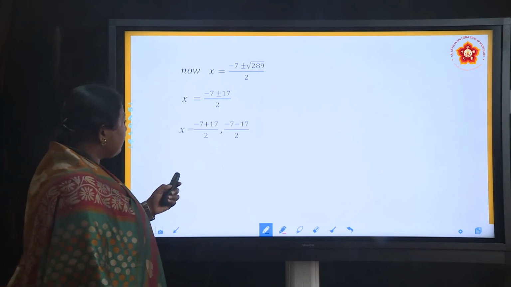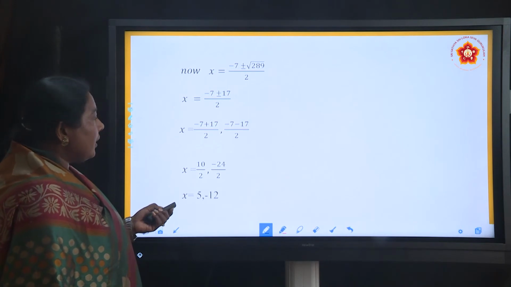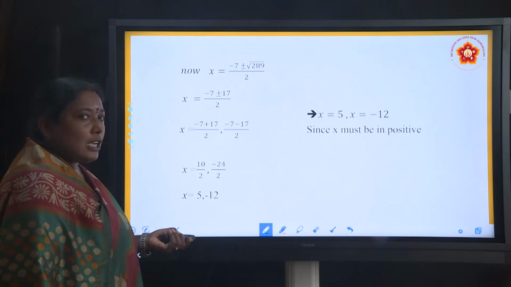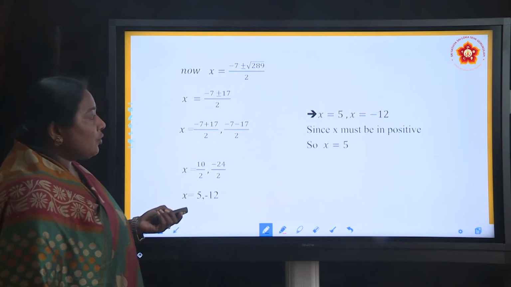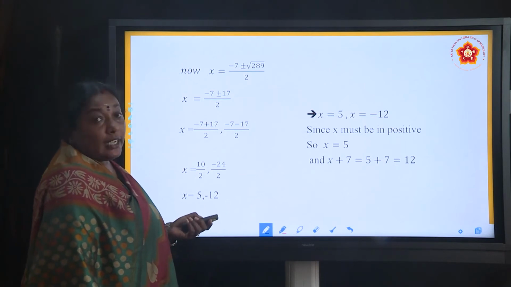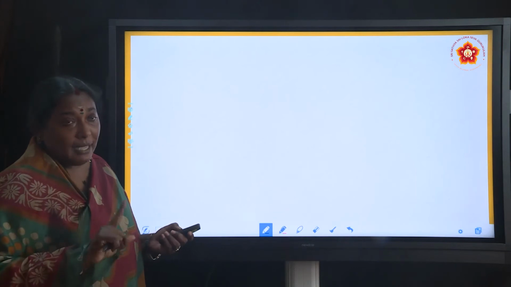So whatever we did, we got that same answer. x is equal to 5, x is equal to minus 12. x must not be negative, it should be positive. So x is equal to 5 and the other distance x plus 7 is equal to 12. Okay, I think you also got the same answer.